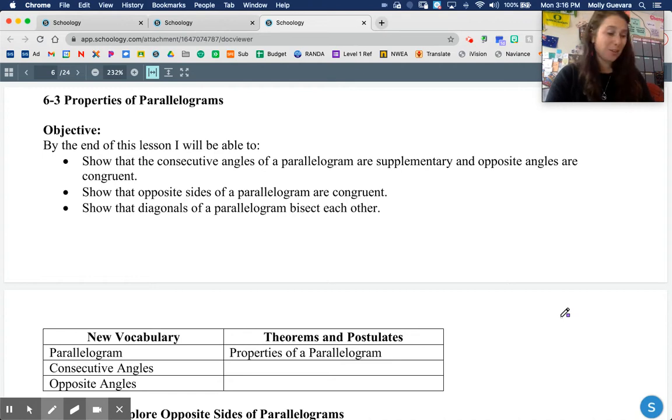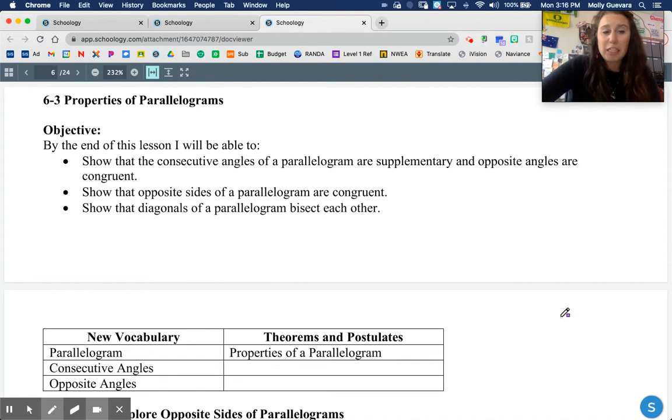I am, so thanks. Today we are doing 6-3 in our notes, which is all about the properties of parallelograms. So last time we looked at the properties of kites and trapezoids, and today we're going to look at the properties of parallelograms. So we have 3 objectives today.